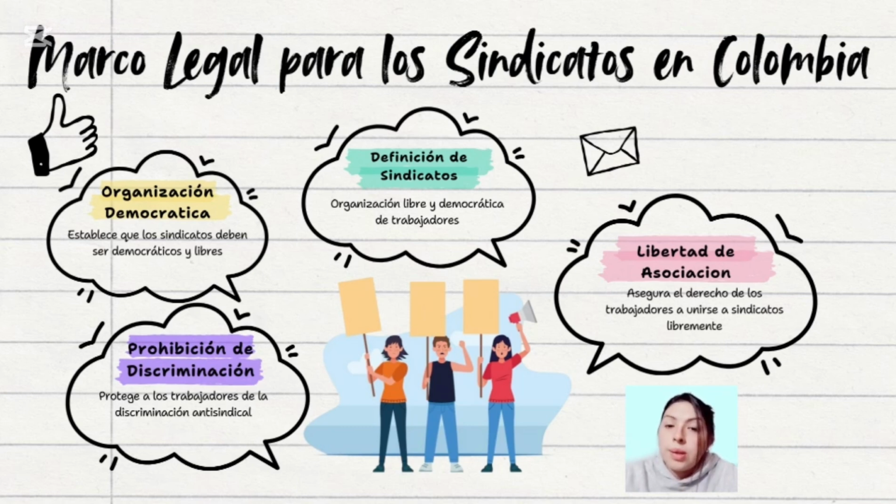First, democratic organization. It establishes that unions must be democratic and free. Second, definition of unions. They are free and democratic organizations of workers. Third, prohibition of discrimination. This protects workers from anti-union discrimination. And finally, freedom of association. This ensures the right of workers to freely join unions.